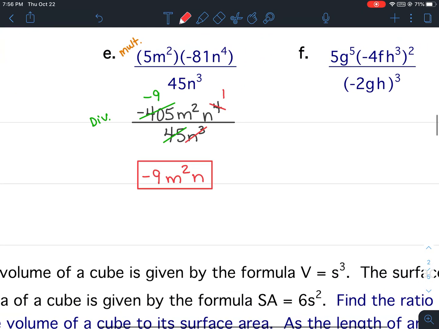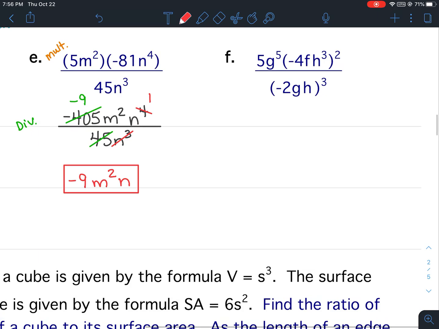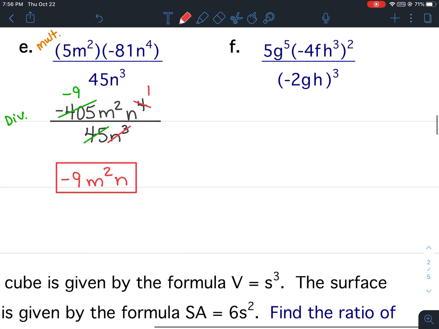Okay, so again, I had to multiply first, and then I divided to get my answer. For F, well, if you look, the bottom has this outside exponent. That means we have a power of a product. Remember in the other lessons where I said that that would be POP. We would write down POP for power of a product.